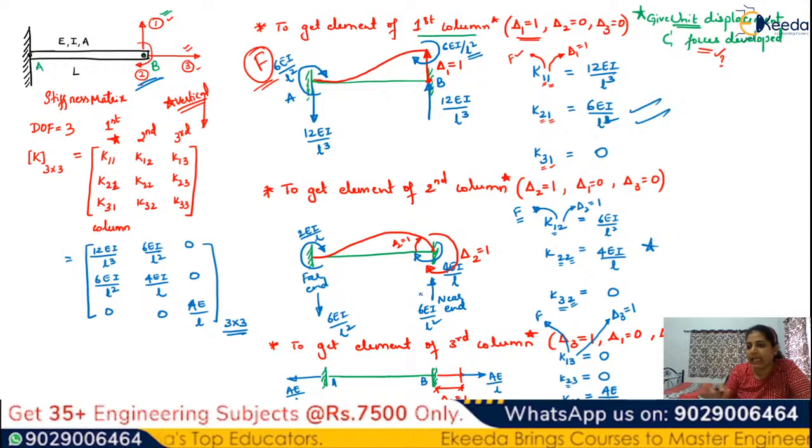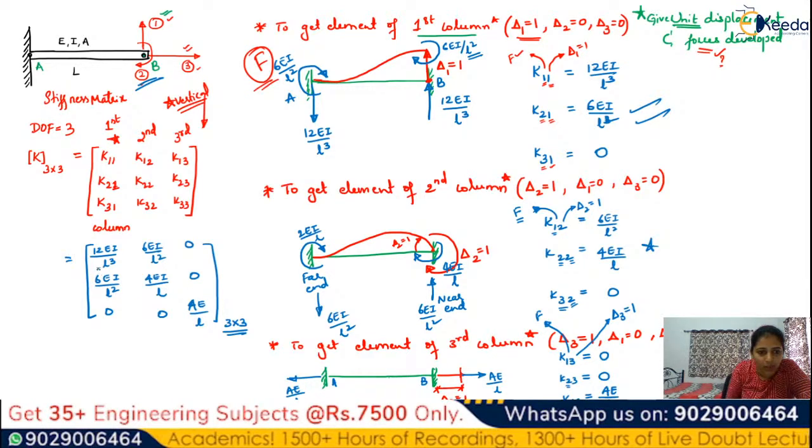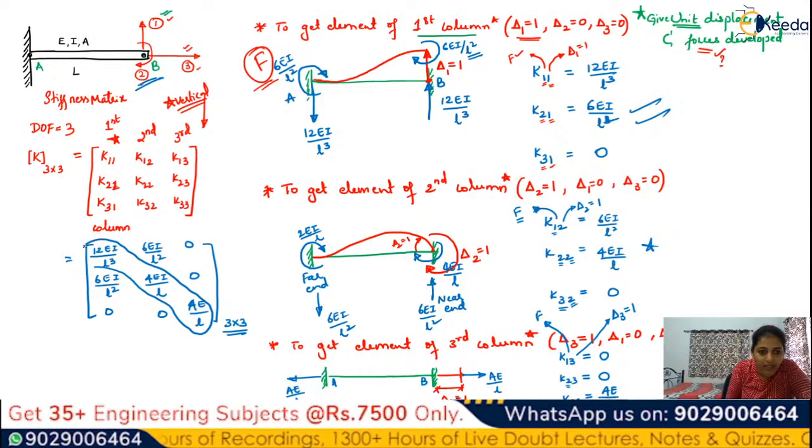So if you know this, any kind of coordinate system they give you, anywhere, whatever the direction, you can develop the stiffness matrix. Now, if you want to check whether your stiffness matrix is correct or not, there is a small way you can do it. You observe this is a 3 into 3 matrix. So this is what your diagonal elements are, right?